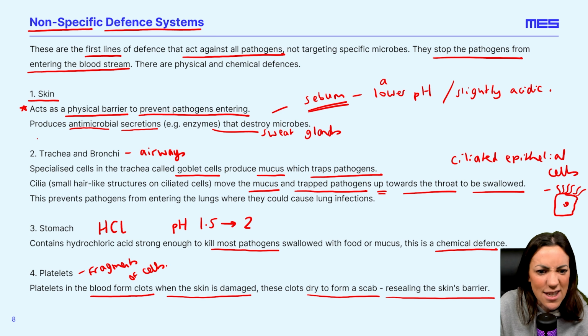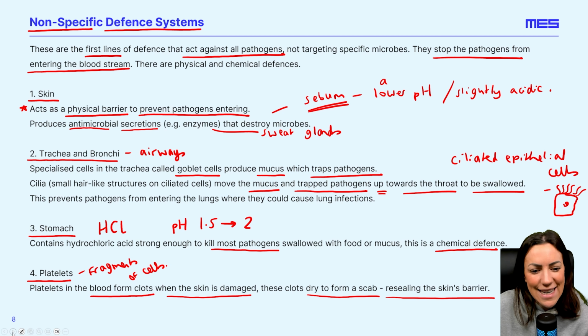Now, you might be thinking, what about nose hairs? What about eyelashes? I don't know. What about earwax? But these are not the important defense mechanisms. These are the ones that are important, these 4, and these are the ones that you need to learn about for GCSE.